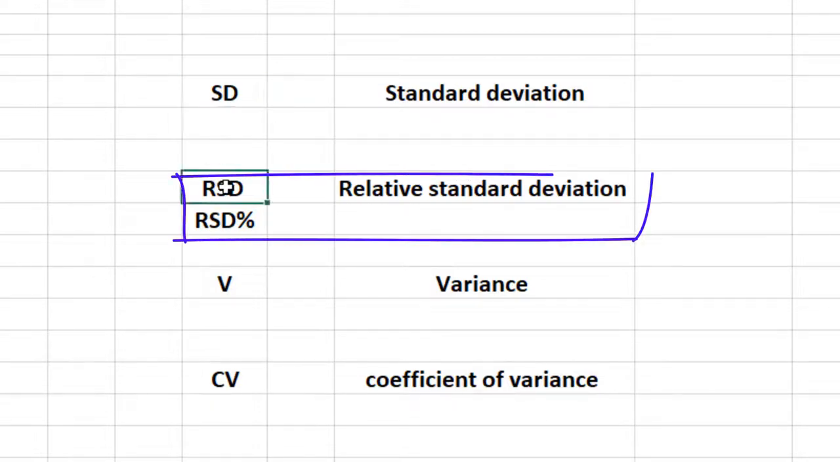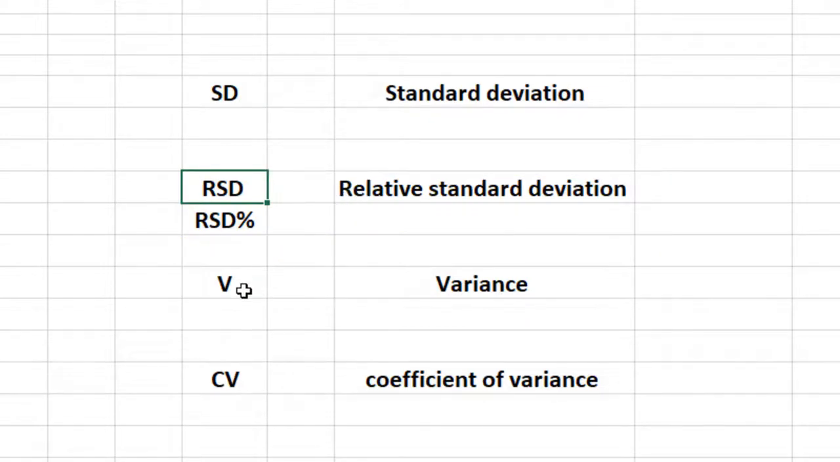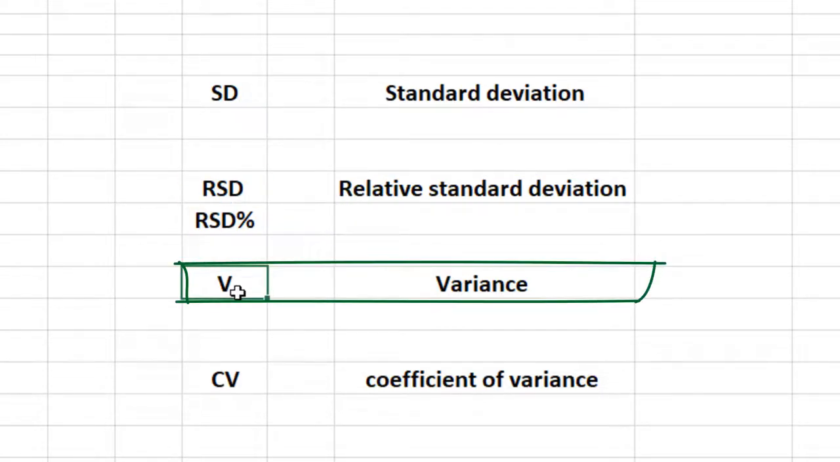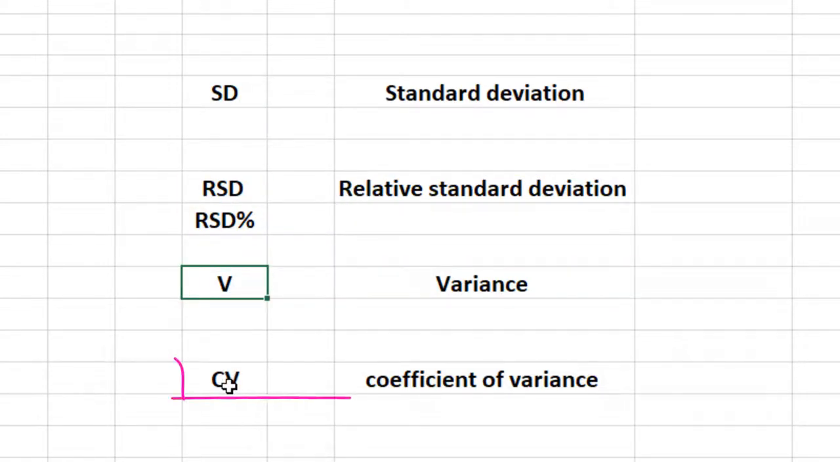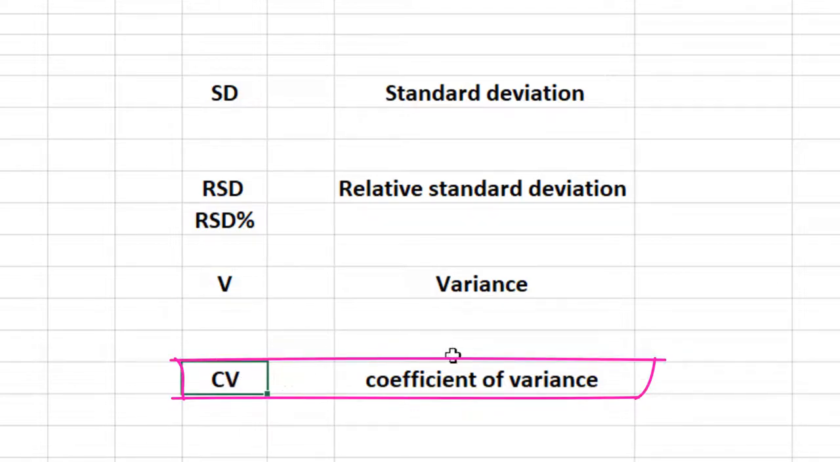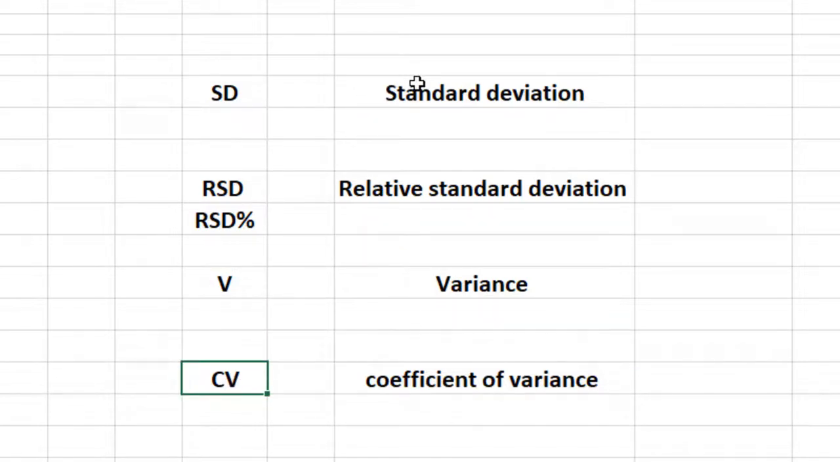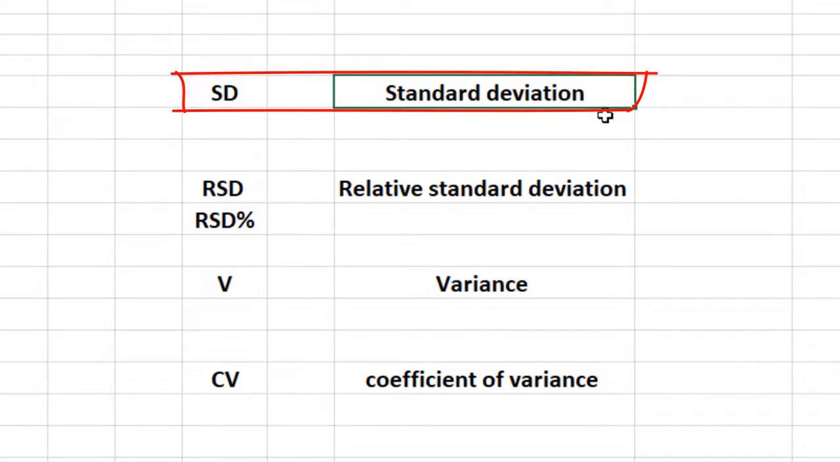The second one is RSD, which is relative standard deviation. The third one will be the variance. Number 4 will be coefficient of variance. Let's start first with the standard deviation.